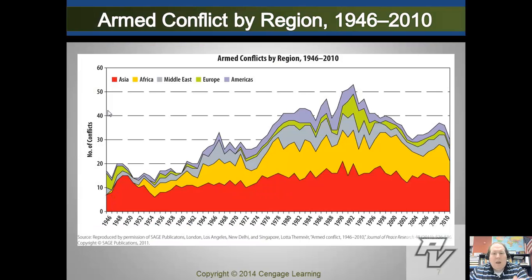In terms of regions of the world, from 1946, the end of World War II, to the present, really the modern era, we're seeing that Asia specifically has been more of a region touched by armed conflict. Africa has seen increased levels of armed conflict over the years as well. Additionally, the Middle East is also very important. But this is just in sheer number of conflicts. The number of conflicts means nothing compared to the size of what those conflicts could possibly be.